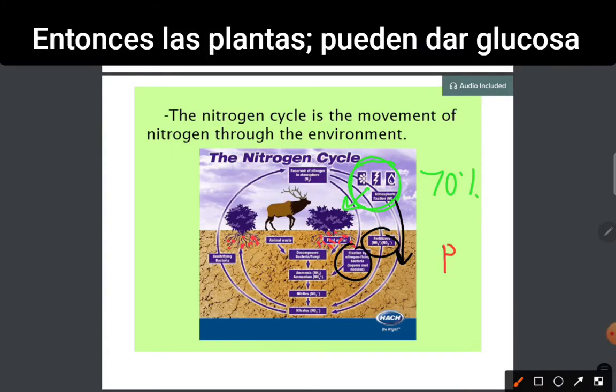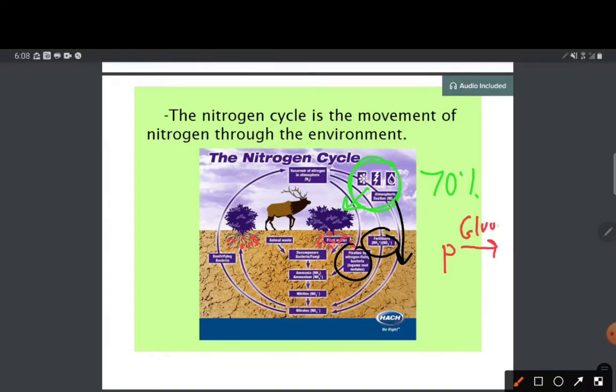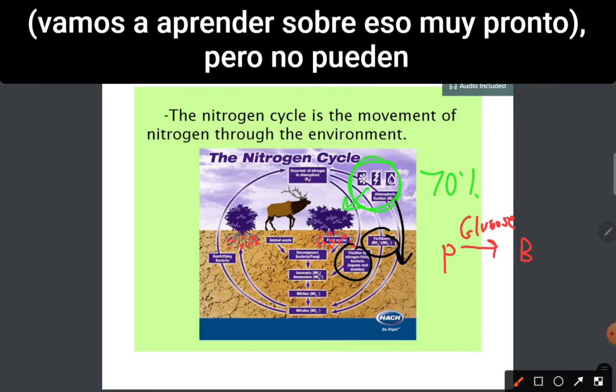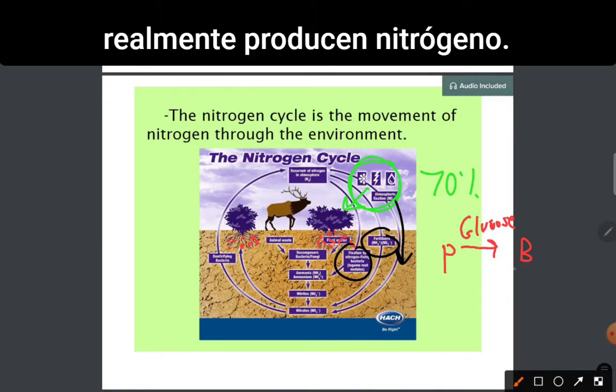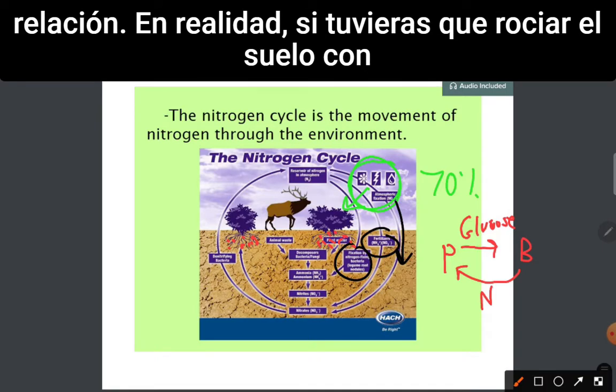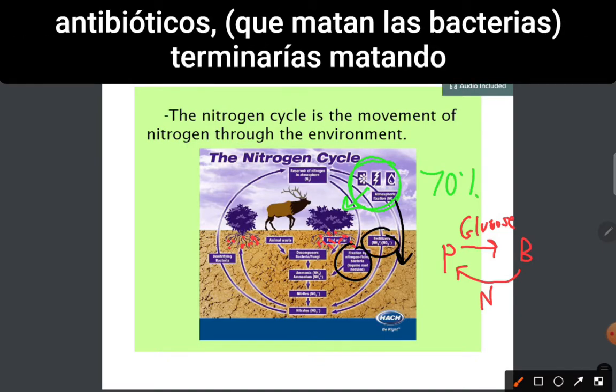So the plants can give glucose to the bacteria because they make glucose during photosynthesis. We're going to learn about that pretty soon. But they can't really make nitrogen, so the bacteria give them nitrogen. And they have this symbiotic relationship. Actually, if you were to spray the ground with antibiotics, which kill bacteria, you would end up killing plants.